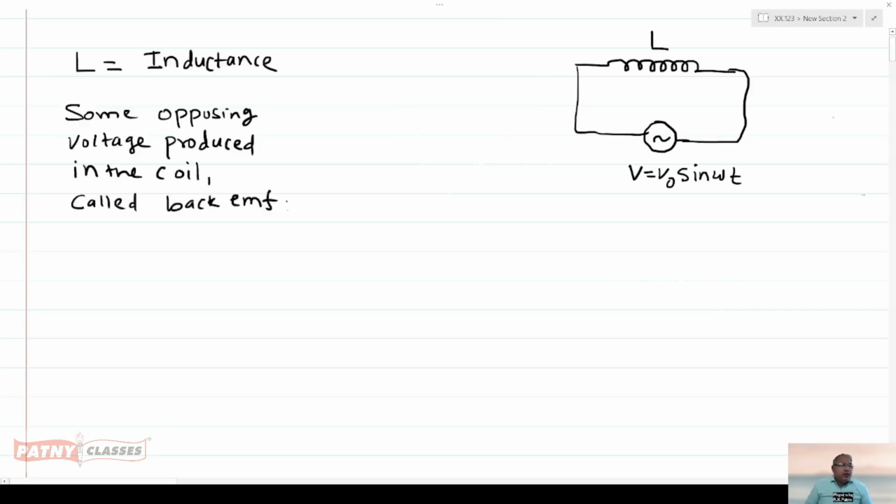L is the inductance. When we apply some AC voltage across the inductor, then what happens? Some opposing voltage is produced in the coil, which is called the back EMF. The magnitude of the back EMF is given by L into di by dt. What is di by dt? Di by dt is nothing but the rate of change of current.